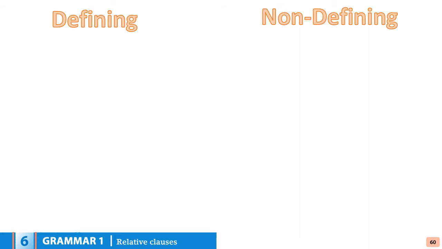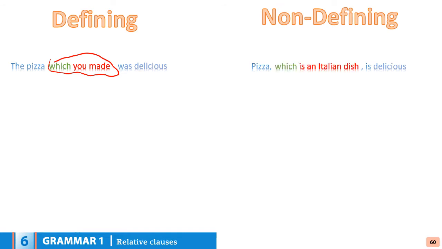Let's see the difference between two different sentences, defining and non-defining. Okay, let's start. The pizza which you made was delicious. If I don't say the relative clause here, I don't know what pizza you're talking about. Non-defining, I mean, this is an extra information that we don't really need. Pizza is delicious. In general, I like it. Pizza, which is an Italian dish, is delicious, okay? As you can see, I can take it away and still make sense.